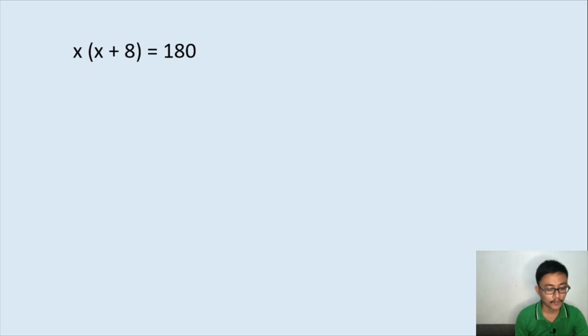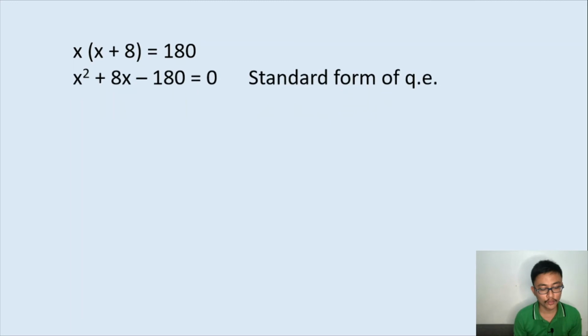So, using the working equation, dinistribute natin, kaya nakuha yan, that is x times x, that's x squared, x times 8 is 8x, and then, tinranspose ko na yung 180 sa left side. So, kaya naging minus 180 equals 0. So, this is now the standard form of quadratic equation.